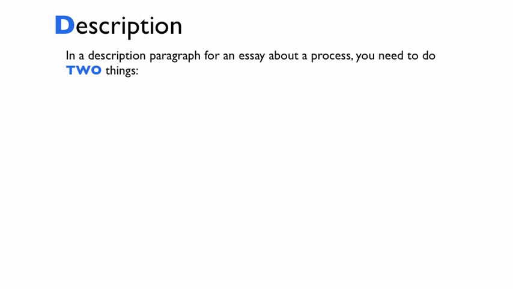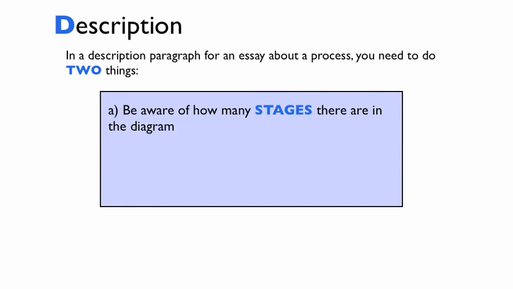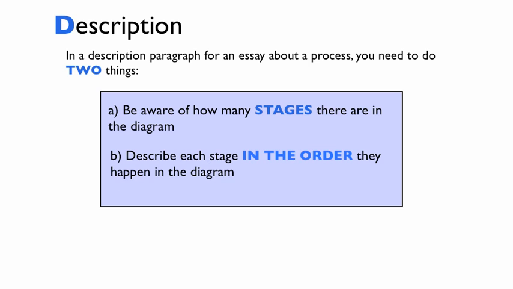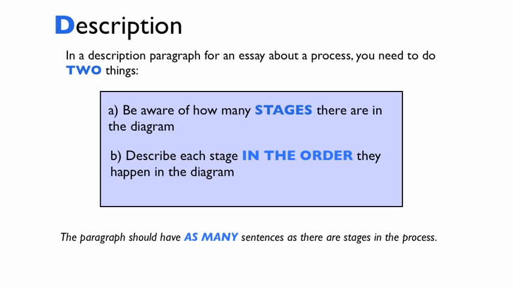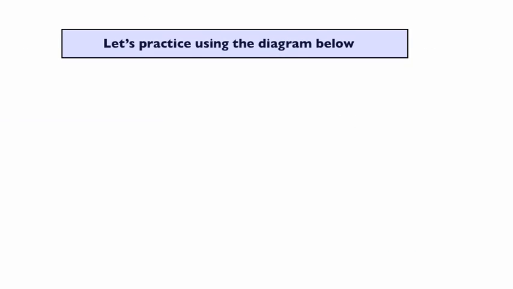Description. In a description paragraph for an essay about a process, you need to do two things: be aware of how many stages there are in the diagram, and describe each stage in the order they happen in the diagram. The paragraph should have as many sentences as there are stages in the process. Let's practice using the diagram below.